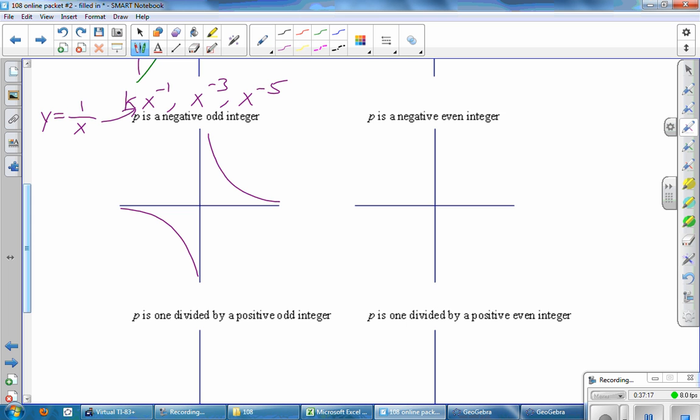Next one is another one that you may not be as familiar with: p a negative even integer. So now it's like k times x to the negative 2, negative 4, negative 6, etc. It actually looks quite a bit like the graph we just drew on the left. In fact, the first part is almost exactly the same in the first quadrant. But when you square a number or raise it to the fourth or sixth, it can never be negative. So the part in the third quadrant can't have negative y values, so it has to become something with positive y values, and it just flips up into the second quadrant.